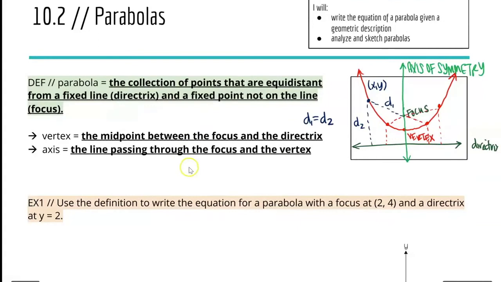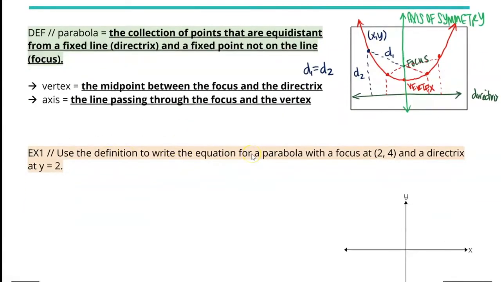Okay. So use the definition to write the equation for a parabola with a focus at 2, 4 and a directrix at y equals 2. Okay. So what we're going to do is we're going to make sure that these two distances are the same. And my d1, I'm going to call the distance between, and I'm going to name this point so we can talk about it a little bit easier. I'm going to name this point P. D1 will be the distance between the point and the focus. And I need to make sure that that's equal to D2, where D2 is the distance between point P and the directrix. I'll just call it with a capital D.